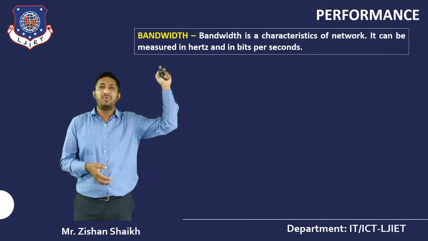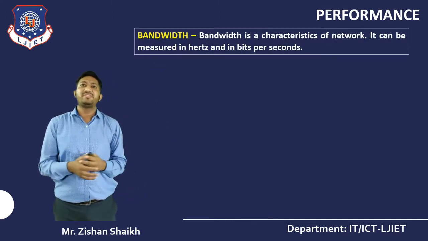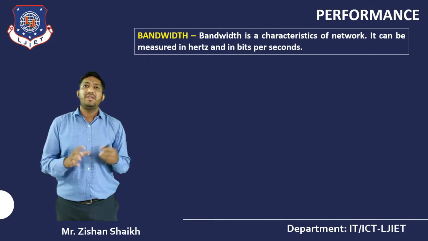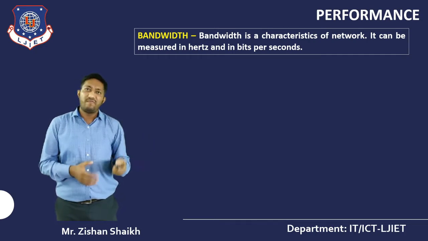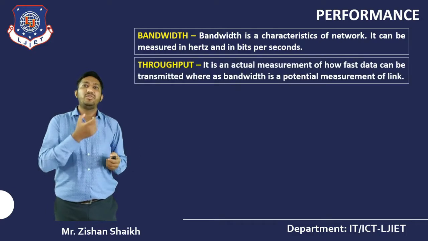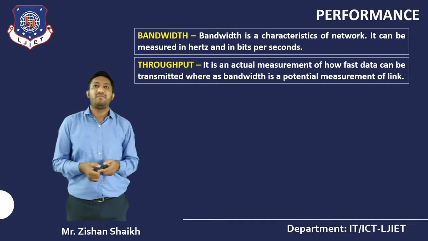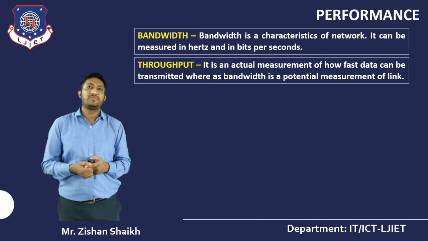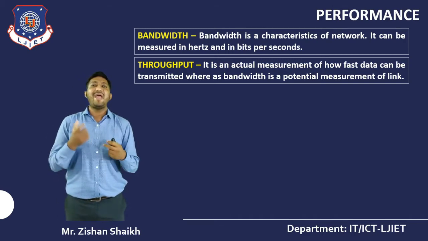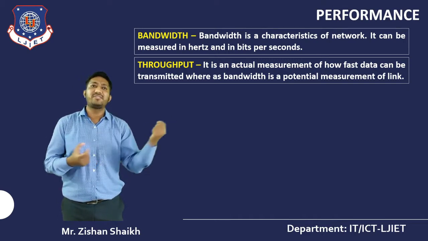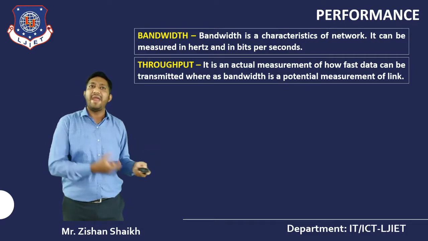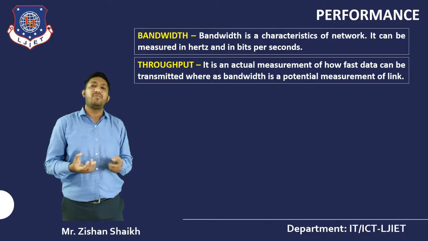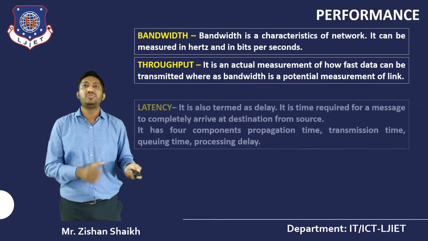First is bandwidth. Bandwidth is a characteristic of a network. It can be measured in hertz and bits, showing how the data flows. So it is one unit of measurement of the data flow. Next is throughput. Throughput is the actual measurement of how fast data can be transmitted using the bandwidth. So this is the measurement of the data transfer actually.